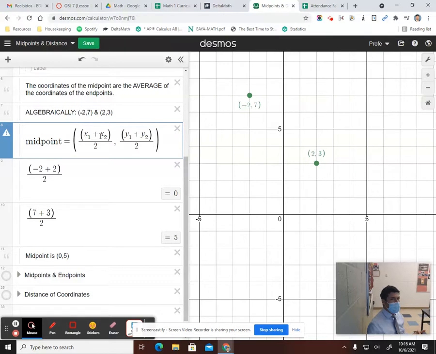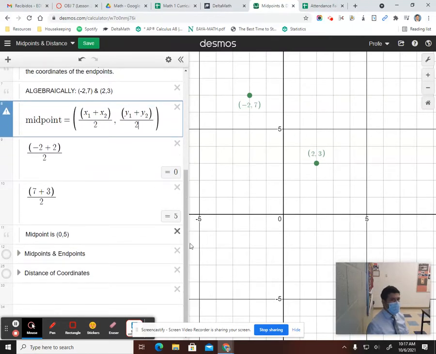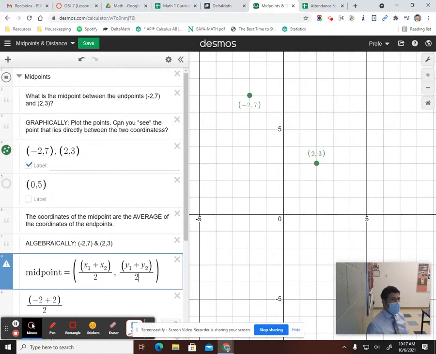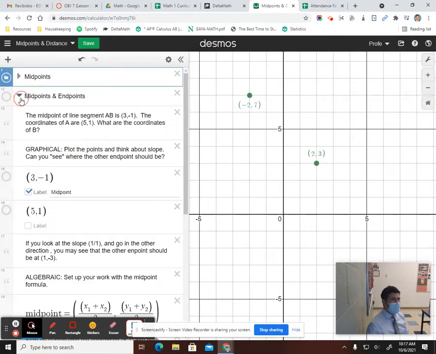So take the average of the x's, negative 2 and 2, the average is 0. Take the average of the y's, 7 and 3, the average is 5. So my midpoint is (0, 5). That's graphical and algebraic. Now what if I'm thinking about midpoints differently?